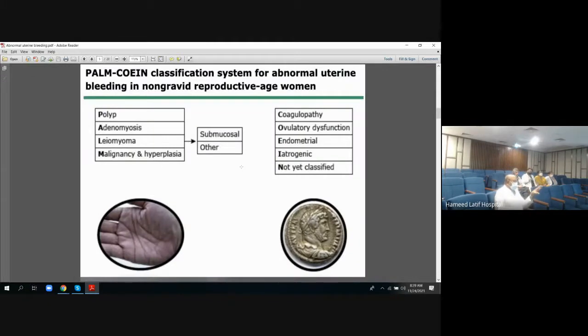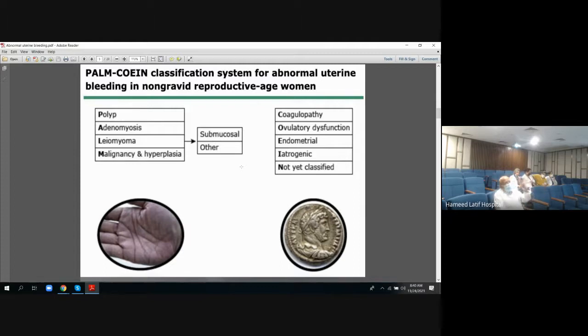The important thing to learn here is that there are these two groups of causes. If you look at the first words and make an acronym, which is a term consisting of the first letters of all the words included, it is polyp, adenomyosis, L for leiomyoma, and malignancy and hyperplasia. Now, these four groups of causes, polyps can be of 2 or 3 types. Similarly, malignancy and hyperplasia have been lumped together. If you compare with the other group, these are structural causes, structural issues: polyp, adenomyosis, leiomyoma, malignancy, which have distinct, specific anatomic or histological features.